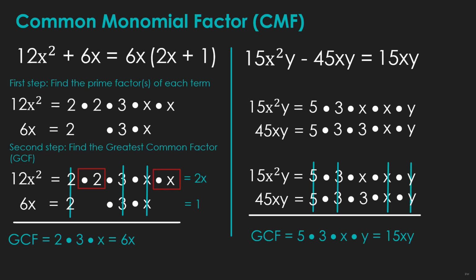And this becomes again our common monomial factor for this polynomial. Identifying what remains on each term, we see that on the first term, x is left, and on the second term, what is left is 3. Thus, the final answer is 15xy times the quantity of x minus 3.